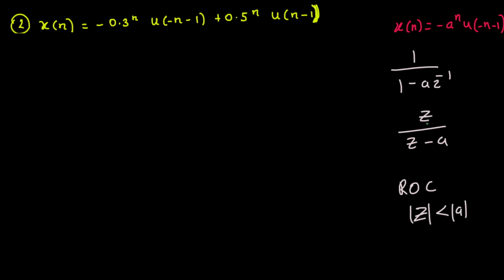Okay. Now let's go ahead and convert this using the z transform expression like this. If you convert this one, then X of z is going to be z over z minus a, where a is 0.3, plus z over z minus a, where a is 0.5. Okay, so that is what we have.